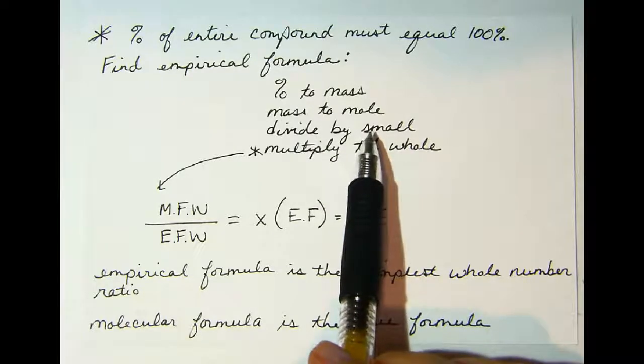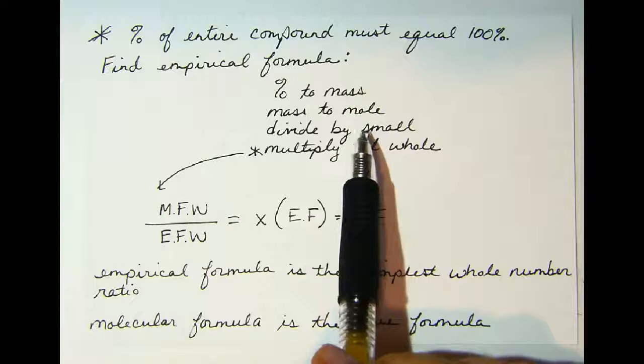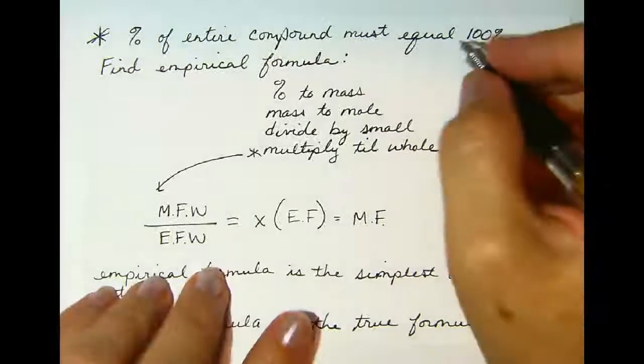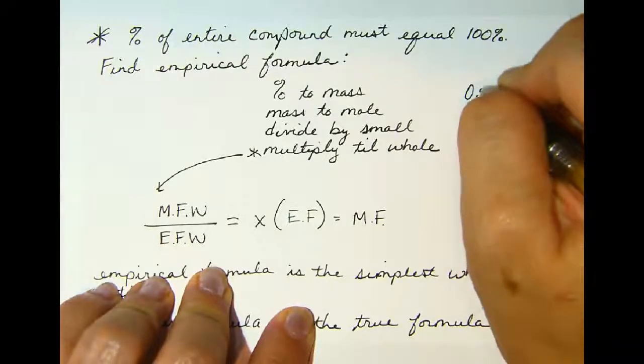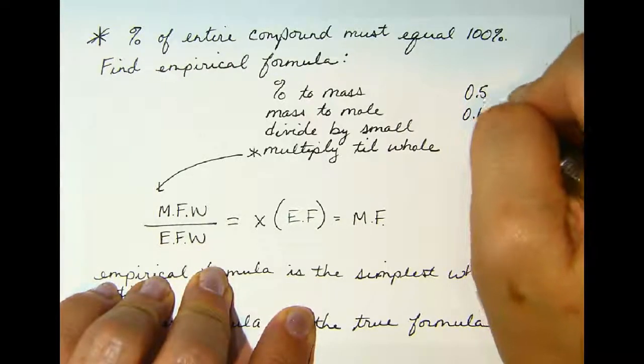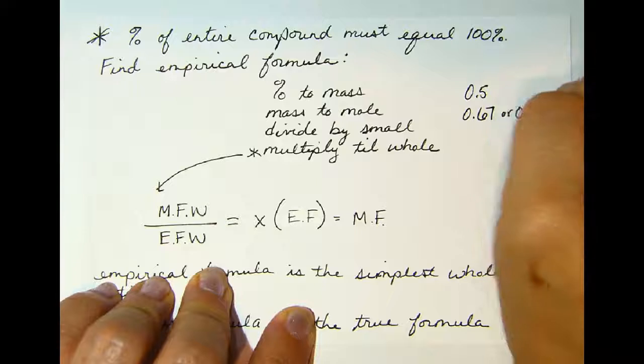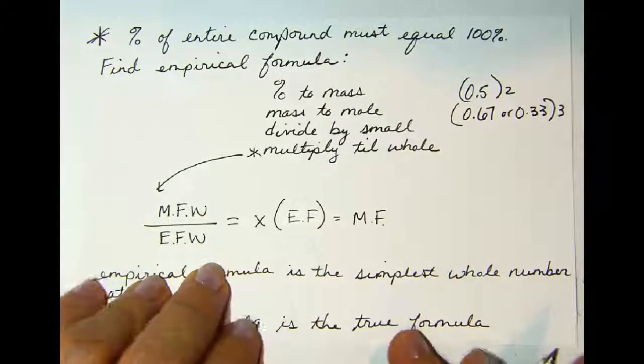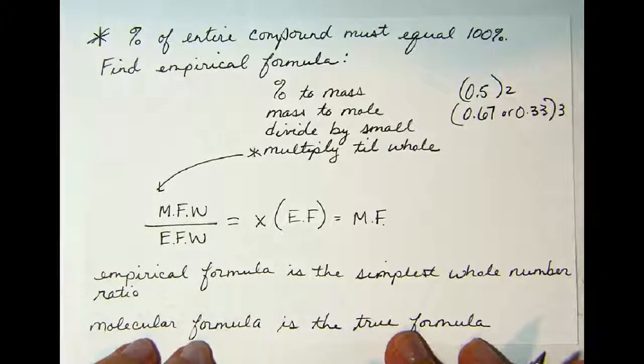Be careful, if you end up with 0.5, you have to keep it 0.5 and then double everything. And it is actually possible not only to get a 0.5, but to get either a 0.67 or a 0.33, in which everything would get multiplied by 3, as opposed to here, everything is multiplied by 2. So that's a possibility to look out for.